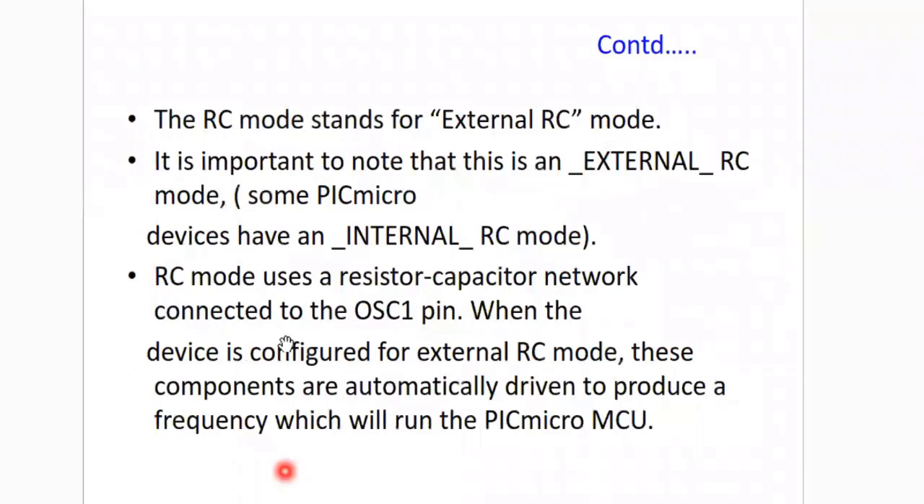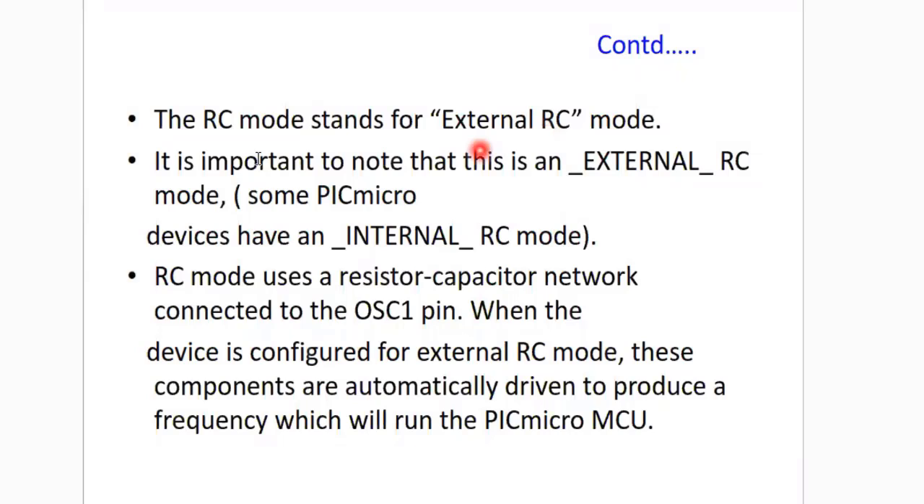And the last one is RC mode. RC mode stands for external RC. Using an external resistor and capacitor, an external circuit will be developed, like you have studied about RC oscillators, RC phase shift oscillators. That will generate the oscillations, which will be converted internally into clock pulses that will be fed to the microcontroller. So that is how this is operated.